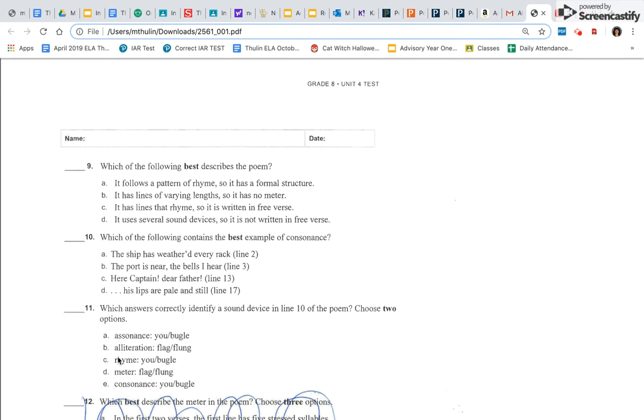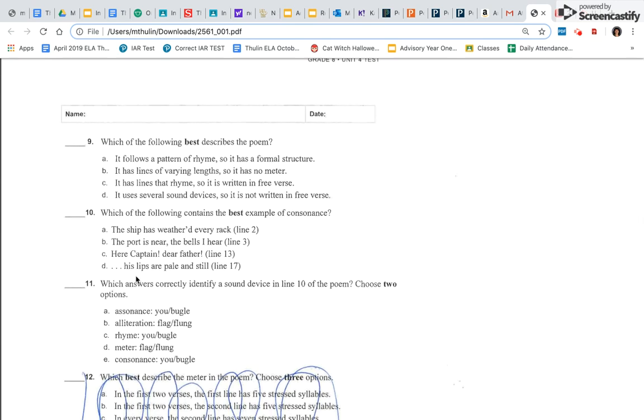Which of the following best describes this poem? A. It follows a pattern of rhyme, so it has a formal structure. B. It has lines of varying length, so it has no meter. C. It has lines that rhyme, so it is written in free verse. D. It uses several sound devices, so it is not written in free verse.